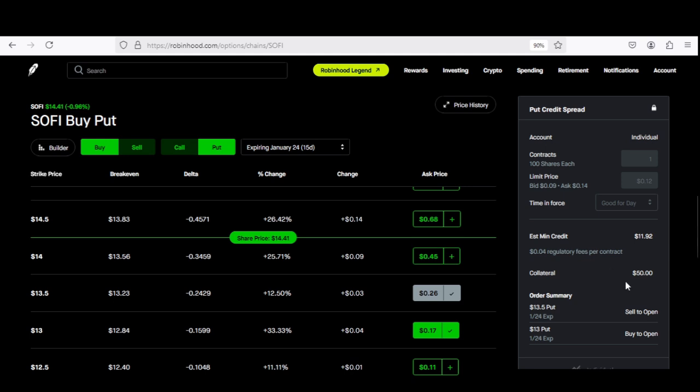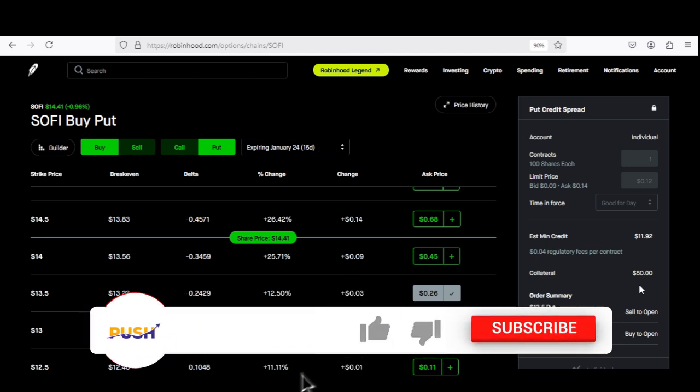Now, with a $50 collateral, you're able to enter into 5 contracts. The 5 contracts are going to 5x your estimated credit, and they're also going to 5x your collateral. But once again, with your collateral now 5x, which is going to be $250, it is still going to be better than having your entire $1,350 just sitting there waiting for the contract to expire.